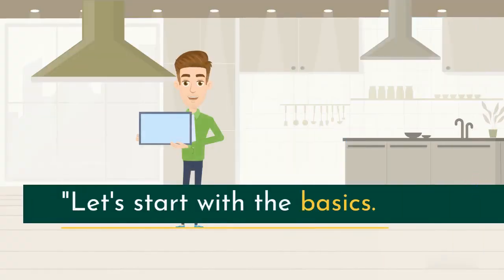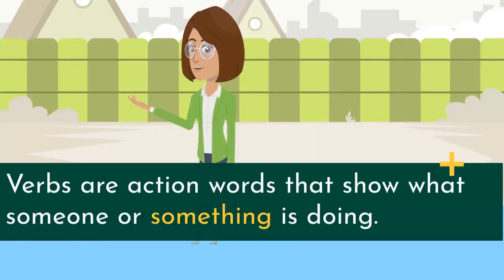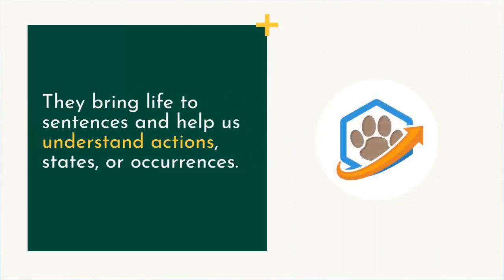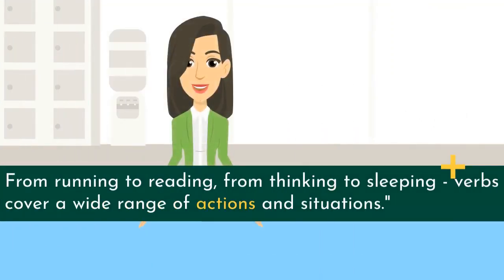1. What are verbs? Let's start with the basics. Verbs are action words that show what someone or something is doing. They bring life to sentences and help us understand actions, states, or occurrences. From running to reading, from thinking to sleeping, verbs cover a wide range of actions and situations.